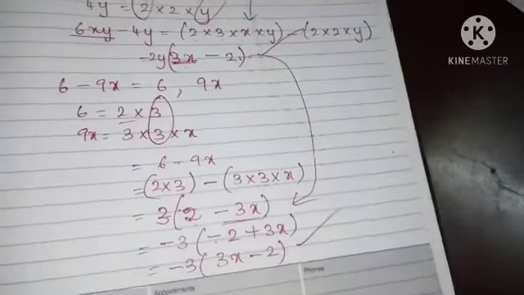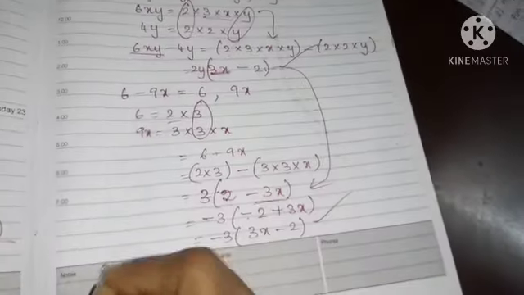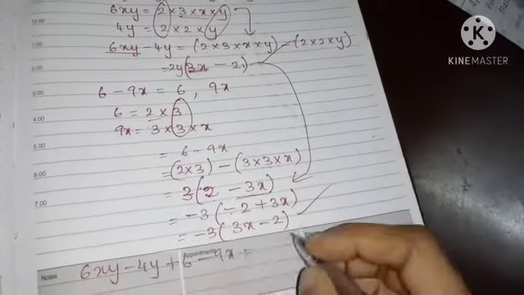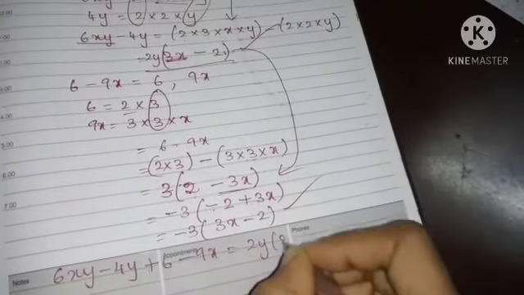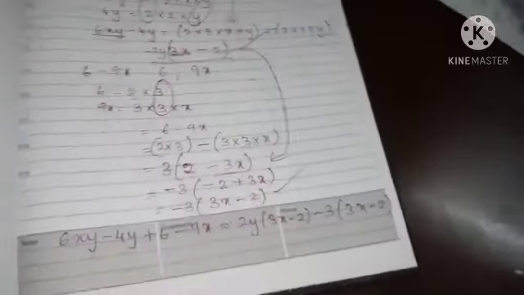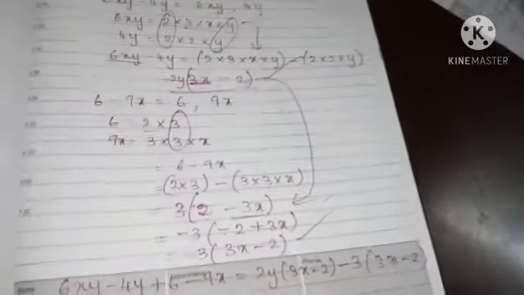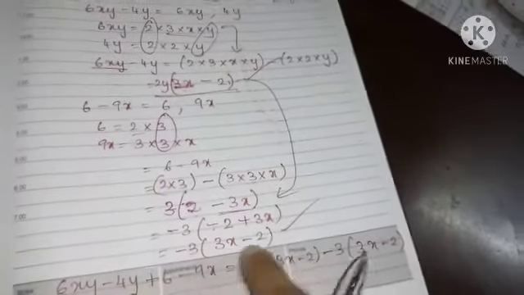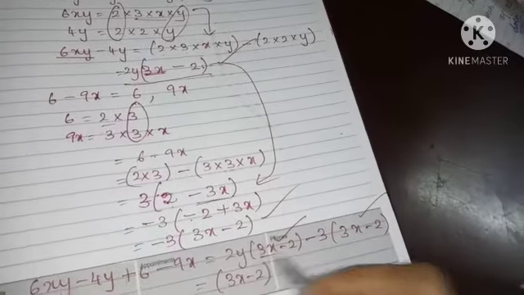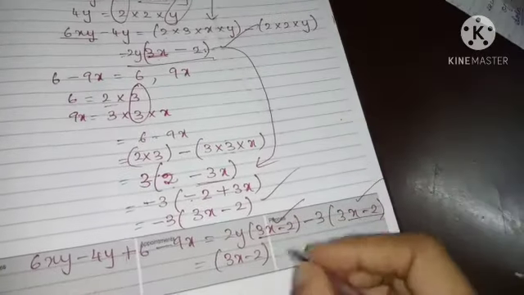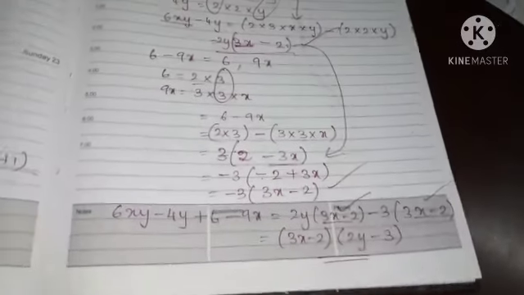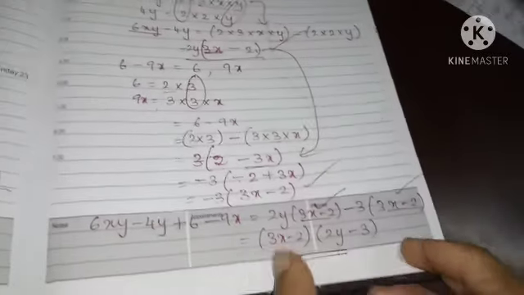Now this and this look the same, right? So now I am combining: 6xy minus 4y plus 6 minus 9x is equal to 2y into 3x minus 2 minus 3 into 3x minus 2. Here both are 3x minus 2. I am taking 3x minus 2 outside. If I take this 3x minus 2 outside, what is remaining? 2y minus 3. So this is the final answer, which is irreducible. Okay, this is the final factorization.